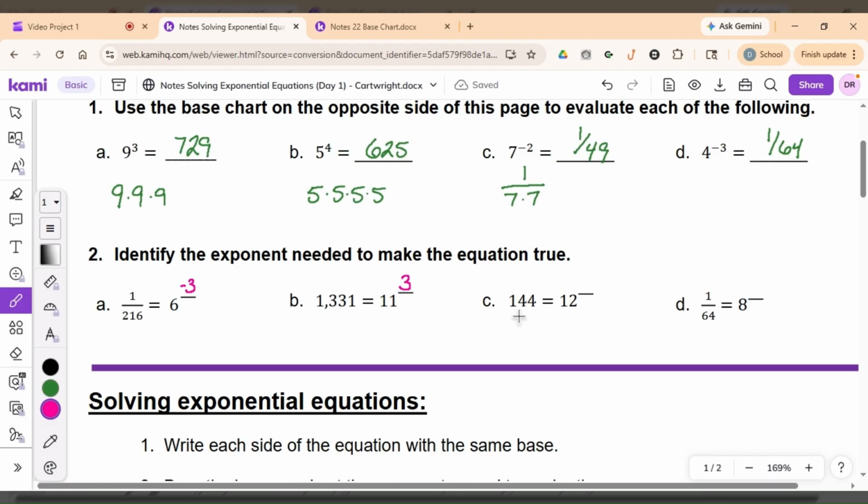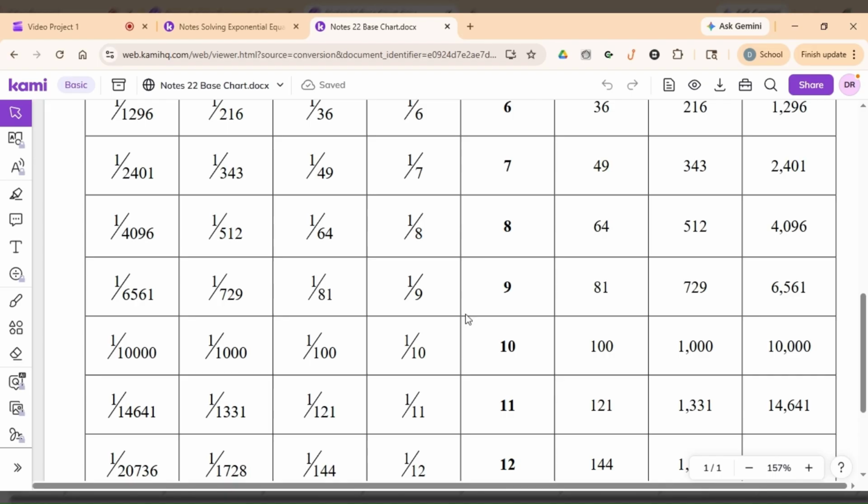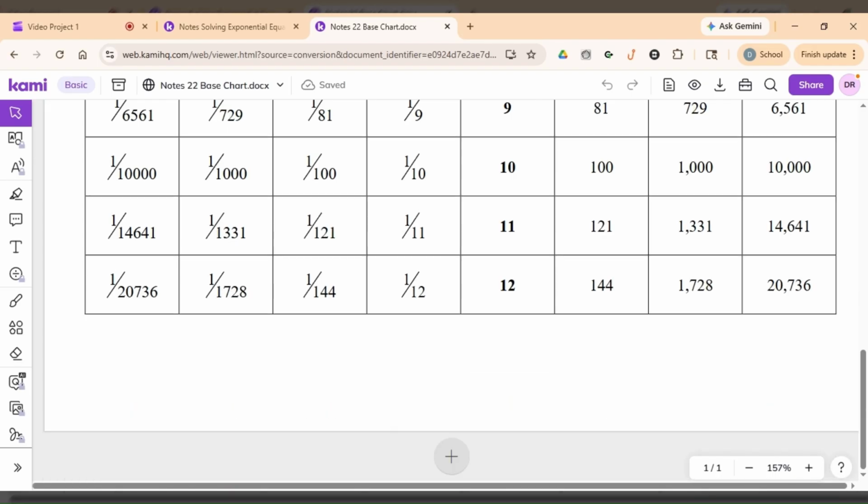Okay, the next one you might have memorized, it is 144. Suggestion is, let's go look in the row for 12. So again, go down to the row of 12. Here's 12 to the first. One spot over is 144. That would put us at 12 to the second.